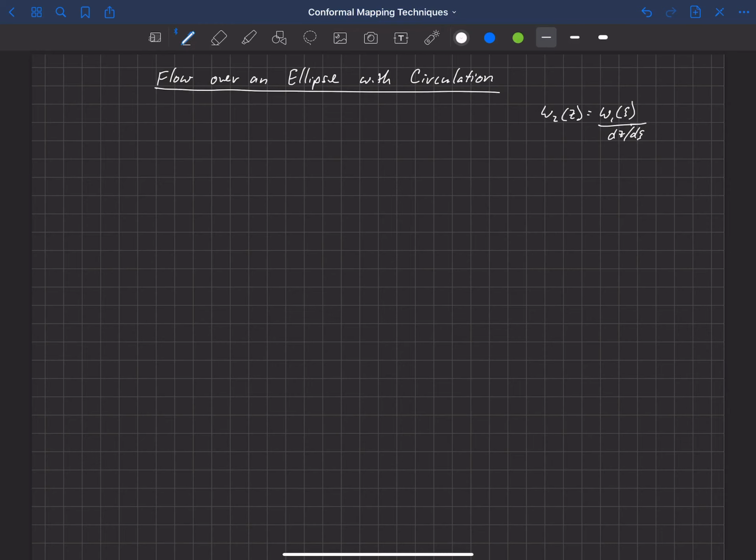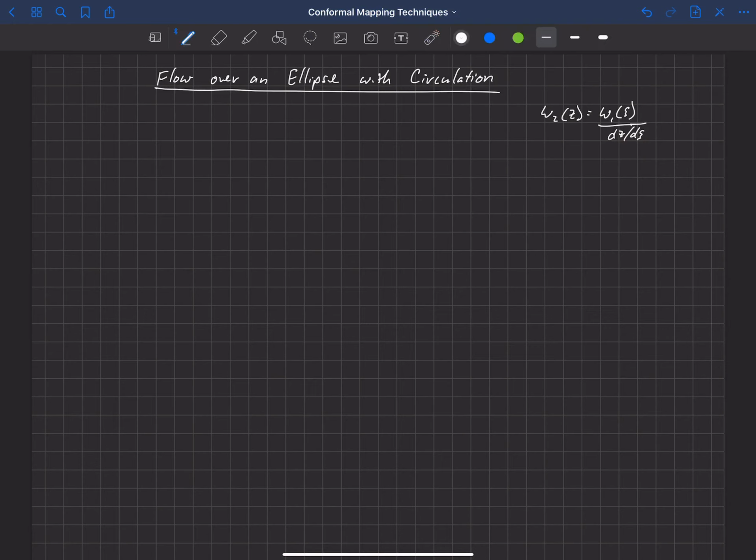So let's look at another conformal transformation. Now, in general, remember the flow in the z-plane, W2 of z, this is a complex velocity in the z-plane, can be written as a function of the complex velocity in the zeta plane divided by dz d zeta, where z is a function of zeta, or zeta is a function of z. There's some relationship between z and zeta.